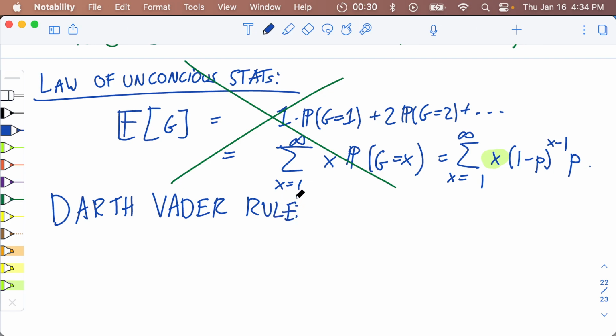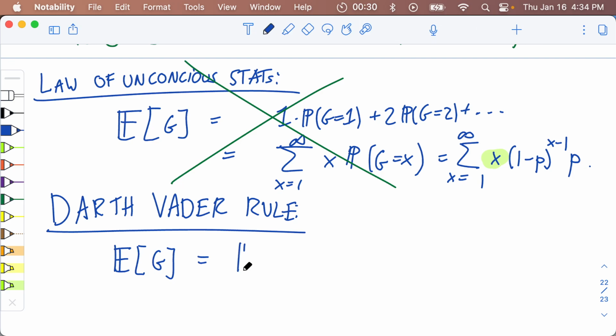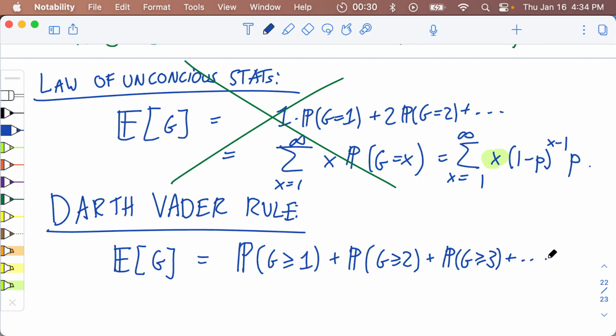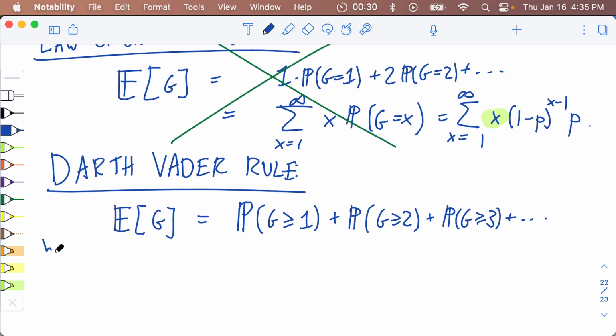And I'm going to tell you what it is, and I'm going to show you sort of where it comes from. The expected value of g, instead of summing up x times the probability it's equal to x, you can do this sum: the probability g is greater than or equal to 1, plus the probability it's greater than or equal to 2, plus the probability it's greater than or equal to 3, plus ... So instead of adding it up with an equal sign and putting these x's in front, you can add it up with a greater than or equal to sign with nothing in front. Why does this hold? Why?